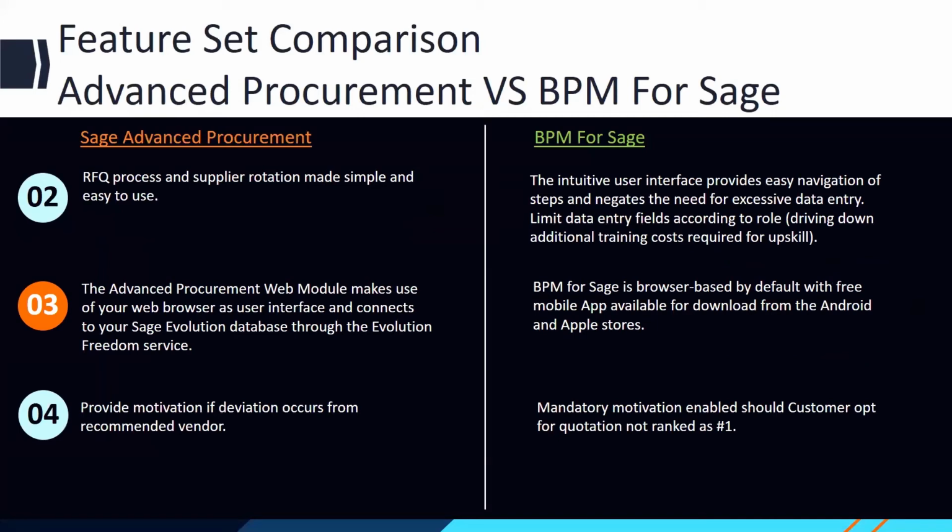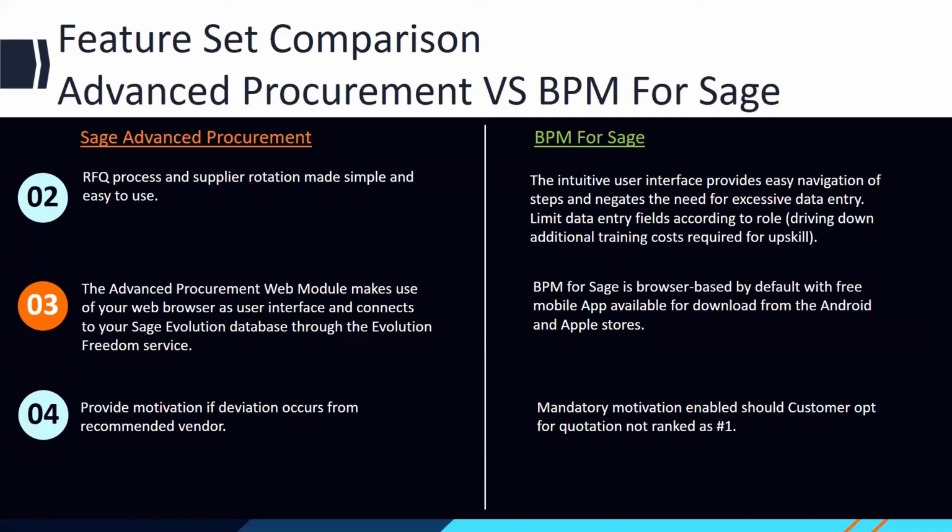In Sage Advanced Procurement, the RFQ process and supplier rotation is made simple and easy to use. Whereas in BPM for Sage, the intuitive user interface provides you easy navigation of steps and negates the need for excessive data entry. We also limit data entry fields according to role, driving down additional training costs required for upskilling.